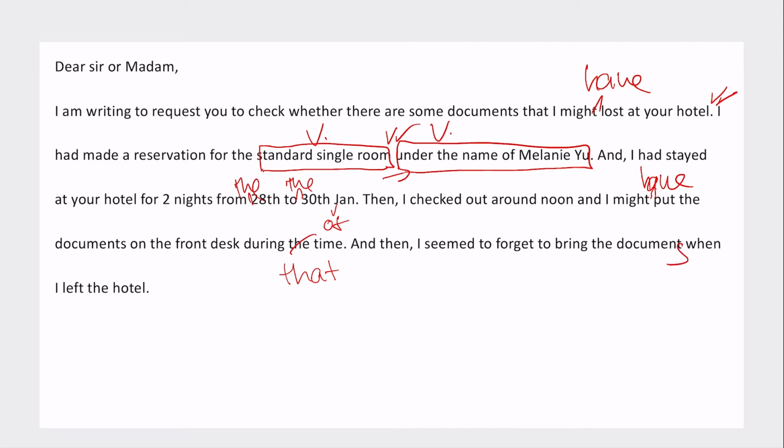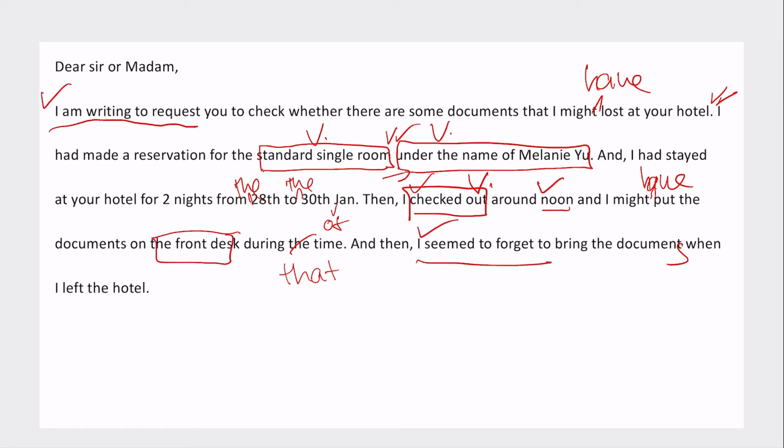Okay, so in terms of tone, this is a good formal tone that she's using. "I'm writing to request." Okay, that's a nice way to open your letter. Again, we've got "checked out," so again, specific use of vocab. We've got the use of a nice word: "I seem to forget." That's also a good phrase. "Front desk," nice vocabulary. So there's lots of good things going on here.